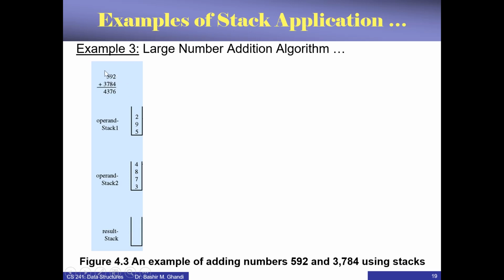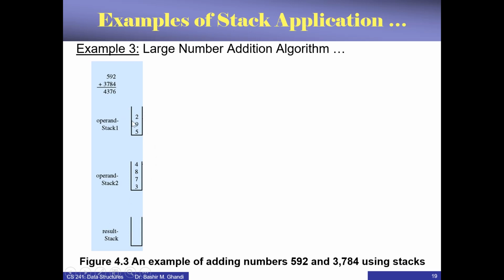So the first thing to do is push the digits of the first number in stack number 1. So you can see 592. Push the digits of the second number in stack number 2. So you can see 3784. And create another empty stack. This will be used for the result. Okay. Define a variable result, initialize it to 0, and then start a loop.